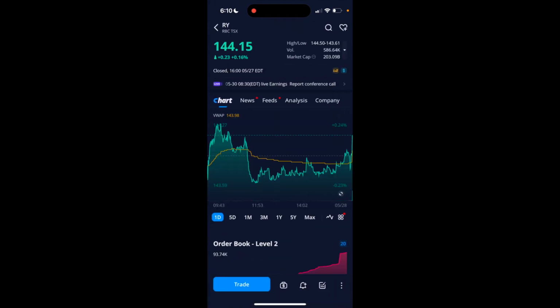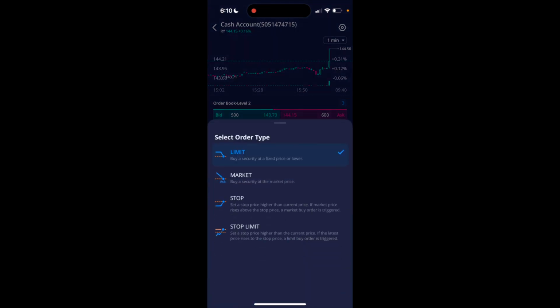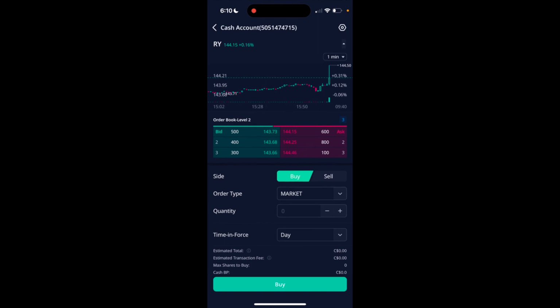So if you want to market buy a stock, it's super simple. Go to the bottom left, press on trade, the little blue icon. Then once you're here, under order type, make sure that limit is changed to market buy. So what this actually does, in case you guys are unfamiliar with what a market buy is, it buys the stock at the current trading price. So for me right now, this stock is trading for $144.15.